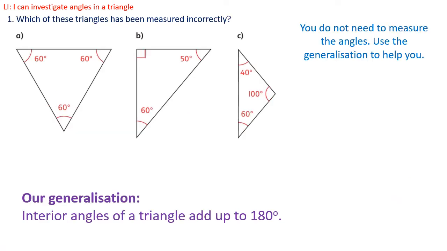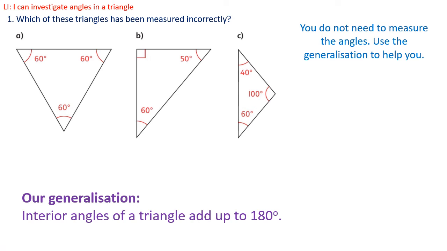Now, what do you need to do in this question? I want to know which one of these triangles has been measured correctly. You do not need to measure the angles. The generalization we just made, which you're going to prove to me on the previous slide, is interior angles of a triangle add up to 180 degrees. Well, if that's true, let's have a look.